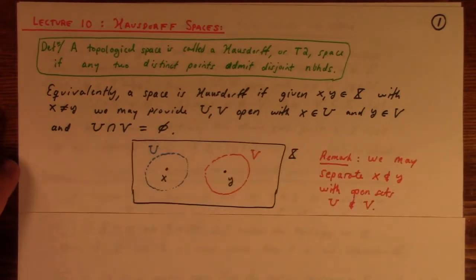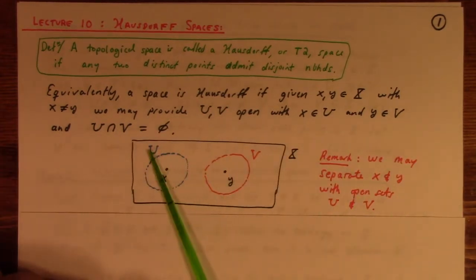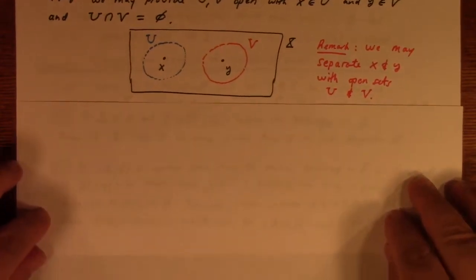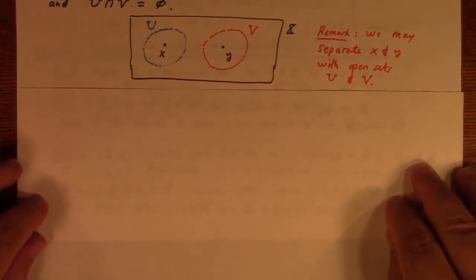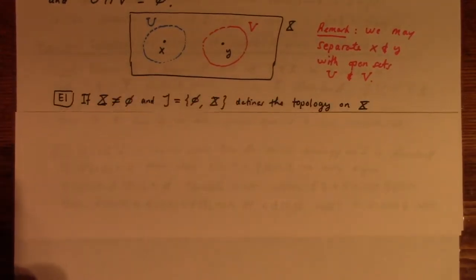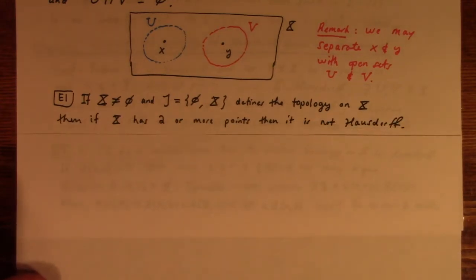You've got your x, you've got your y, you can find your u and your v such that these guys don't intersect. So we can separate points x and y with open sets. All right, this is Hausdorff. Some people sometimes do work in spaces which are not Hausdorff, and that leads to certain advantages and certain disadvantages.